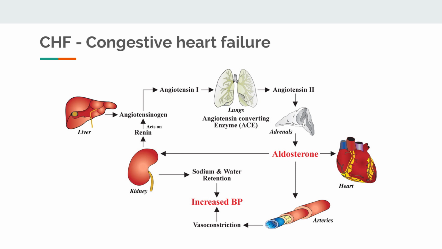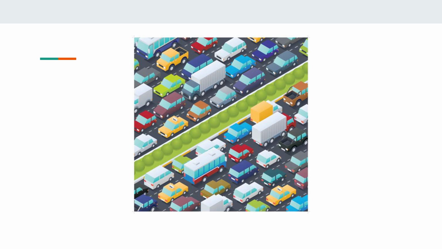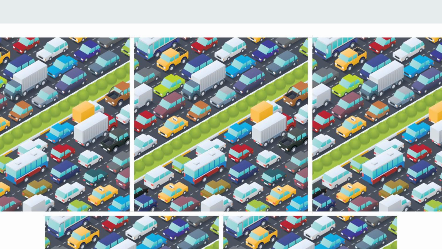Normally, the RAAS is a great system that works to increase blood pressure when low pressure is detected. But in CHF, the RAAS actually works against you. CHF patients and their failing hearts may not be able to pump well enough to maintain a normal blood pressure. When this is detected by the kidneys, RAAS gets kicked into effect. Renin gets released, which again leads to angiotensin II and aldosterone. All of this works to increase blood volume in an attempt to increase blood pressure. Going back to the traffic jam analogy, this is like adding more cars when there's already a traffic jam.